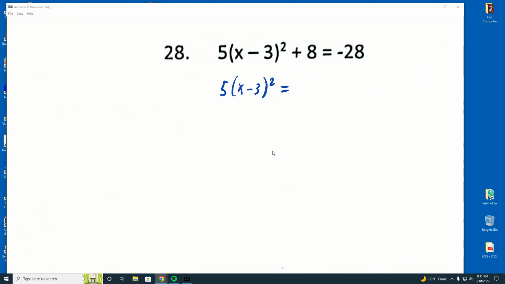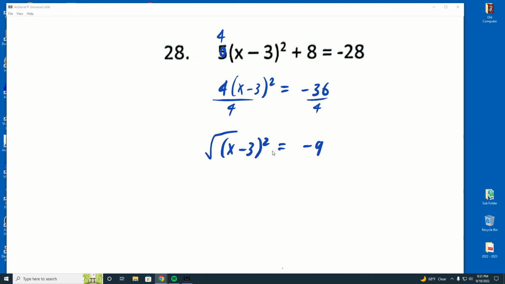Negative 28 minus 8 is negative 36. Oh, sorry, I forgot. I told you guys yesterday that we're changing this to a 4. It'll work out so much nicer when I divide by 4 here. So x minus 3 squared will equal negative 9.